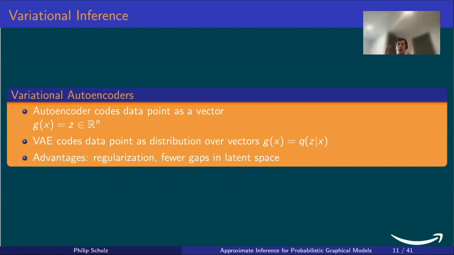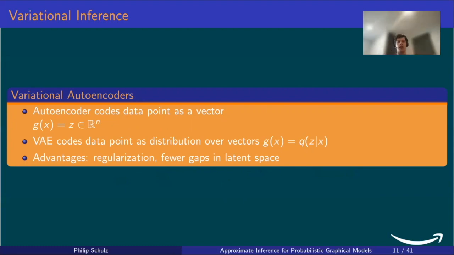Okay, so let's go into applications. And applications are important for two reasons. Well, first of all, they motivate what they're doing. But in this particular application, I will also be able to very succinctly show you the consequences of what I've just derived theoretically. So what I want to talk about as an application are variational autoencoders.